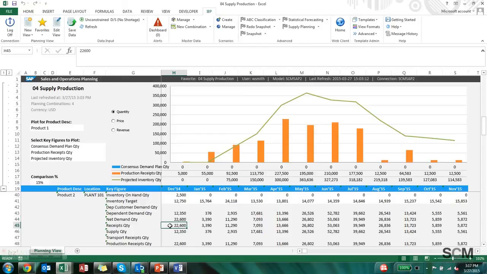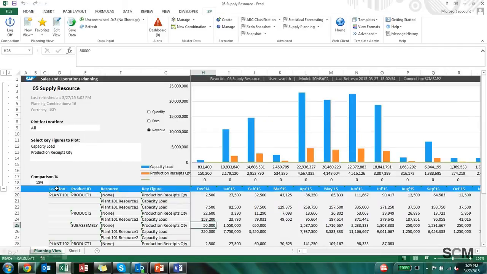The receipts quantity is what they'll actually be receiving from production, and the supply quantity is that which they're essentially supplying to the market in the form of dependent demand. As we've spoken before, there's no real transport receipts for this particular product at this location because they're manufacturing product 2, not buying it. And then finally, the production receipts is that which they plan to make for that period.